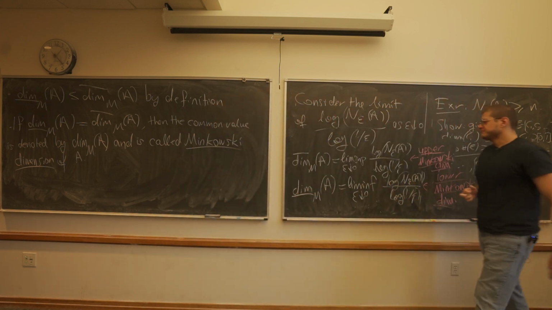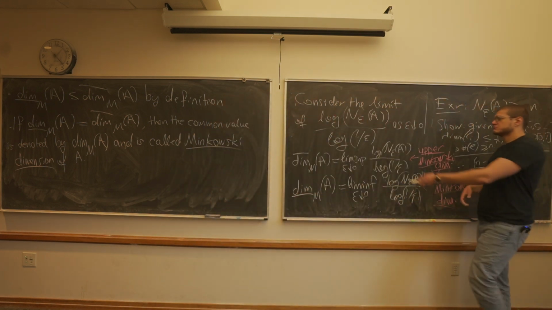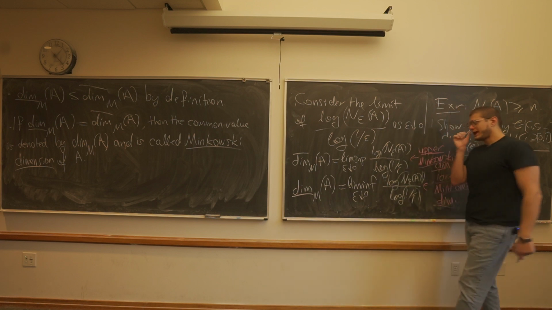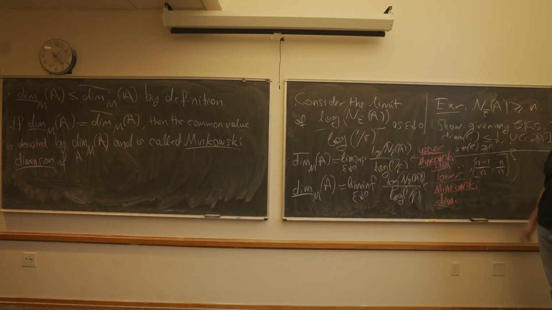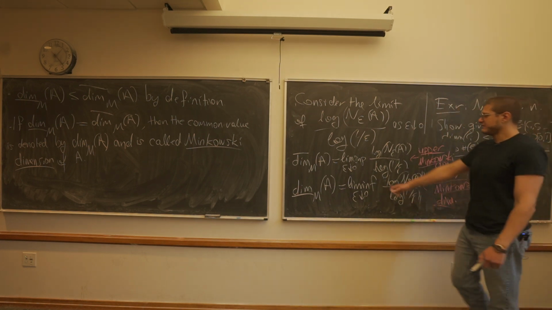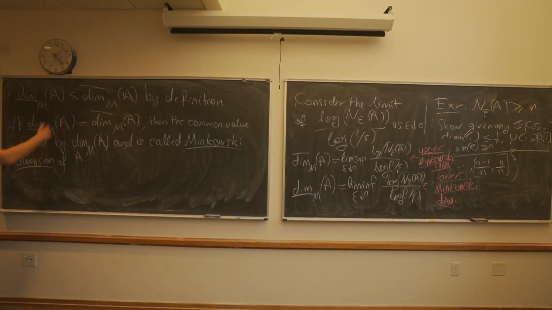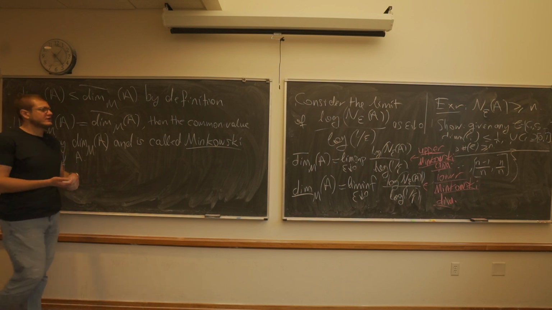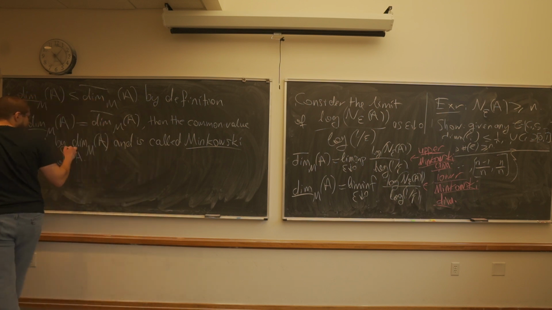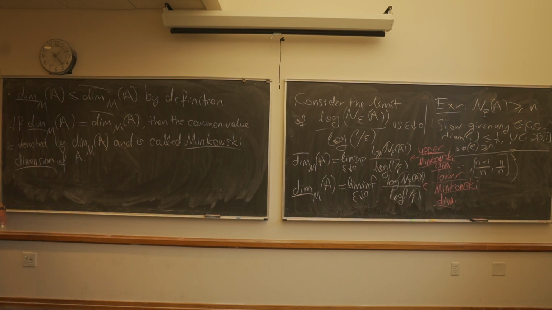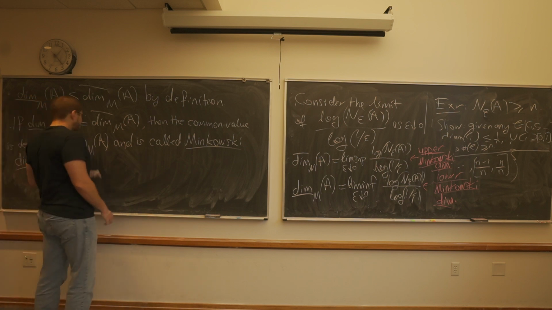So by definition, whenever you take a quantity, and as you're taking the limit, you look at the lim sup and lim inf. Well, the lim inf, syntactically speaking, has to be bounded from above by the lim sup. So that's by definition. If these two values coincide, then you just denote it by dim sub M of A, and it's called the Minkowski dimension of A.